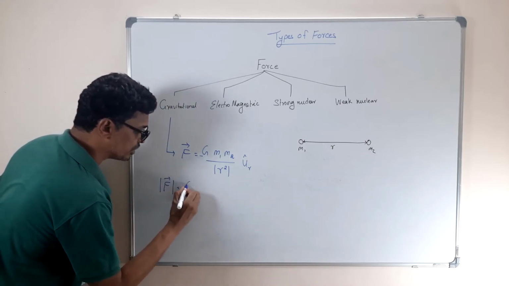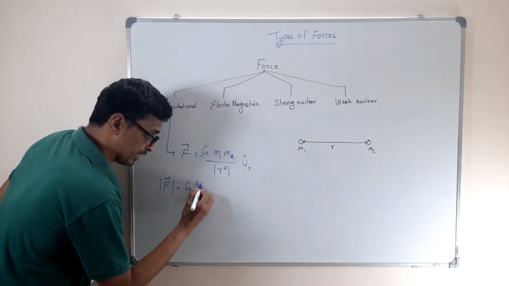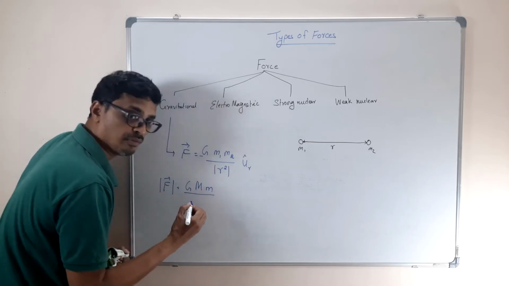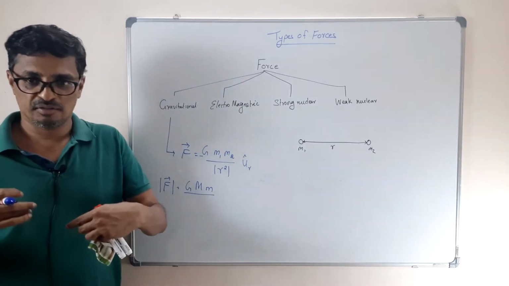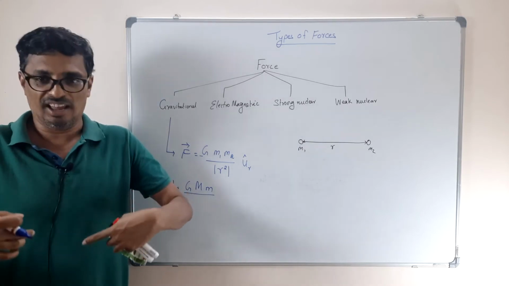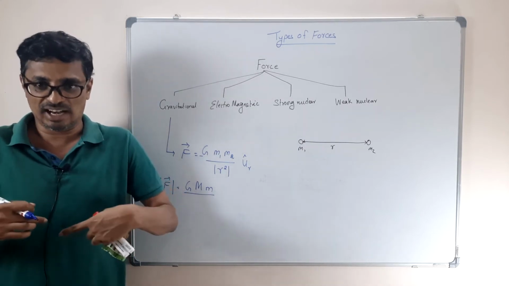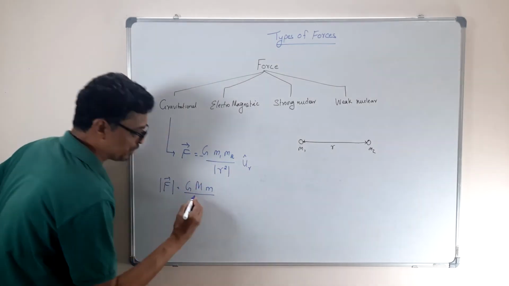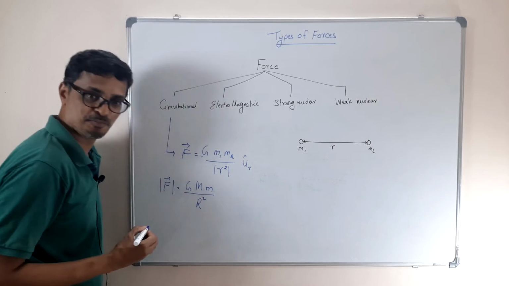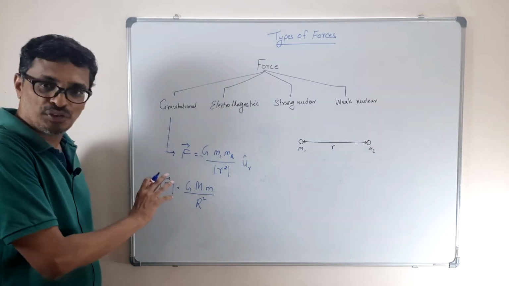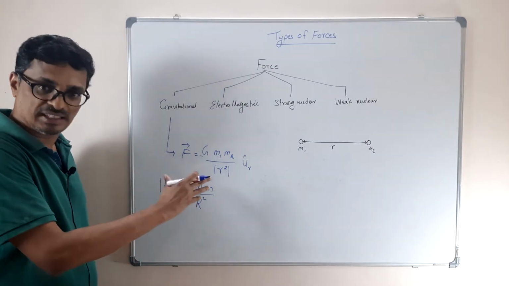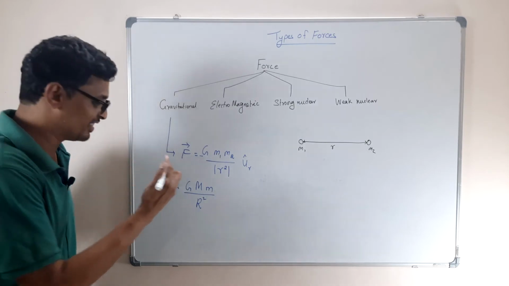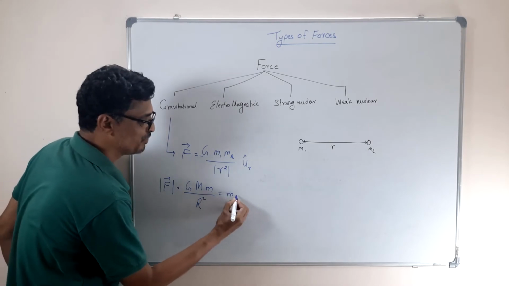That will be G, mass of the Earth and my mass, divided by the distance between the centers, that should be the radius of the Earth. My center of mass may be here, whether you stand here or on a stool, it doesn't matter because the radius is so large. So I put the radius of the Earth whole square. This force, which is due to gravity and acting on me, we call weight, and we write this as mg.